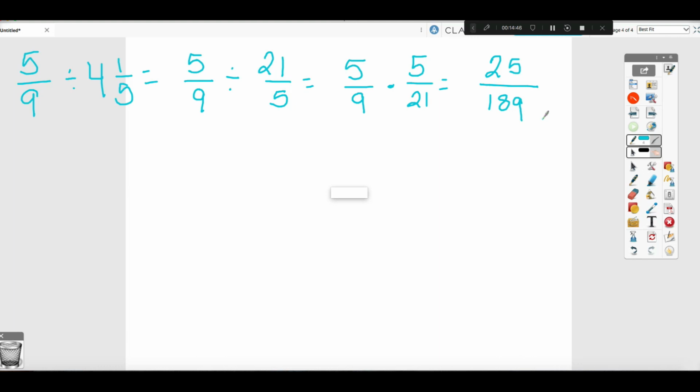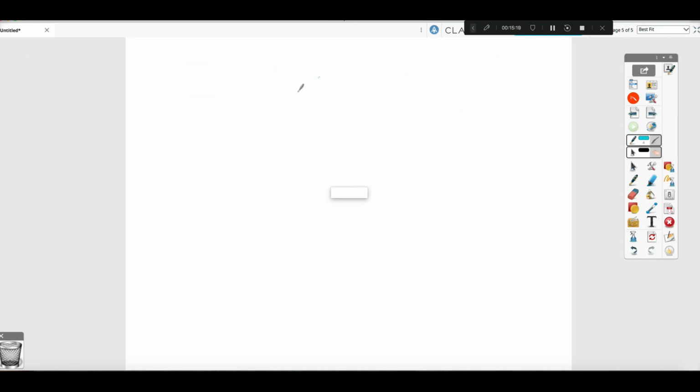Can that reduce? Laura, can that reduce? How do you know, Valeria? Because it said on your calculator. How about because 5 and 21 can't cross cancel, and 9 and 5 can't cross cancel, so we know that is it. Just like that then? That is our answer right there. Next one.